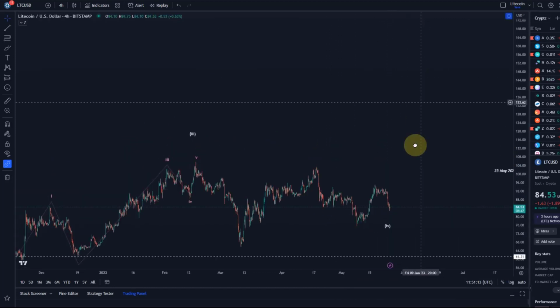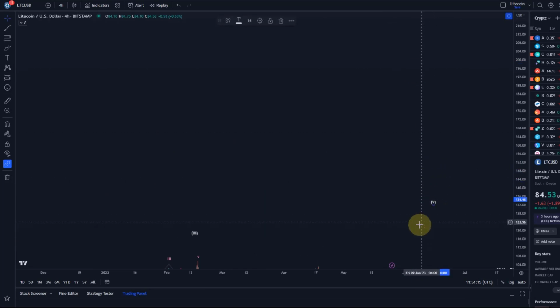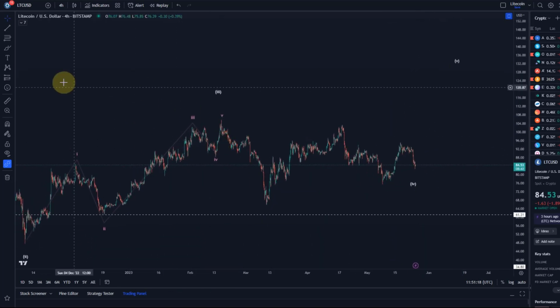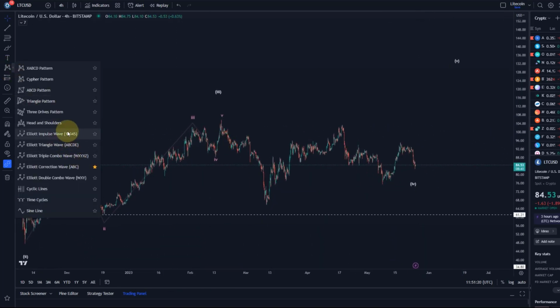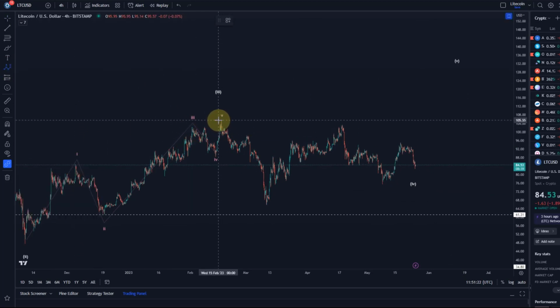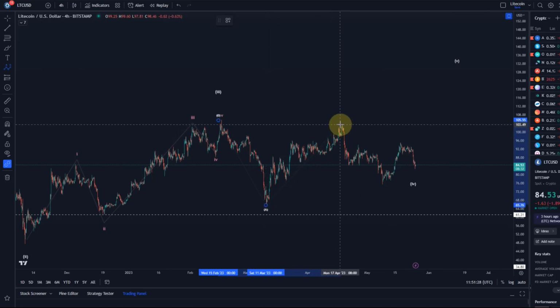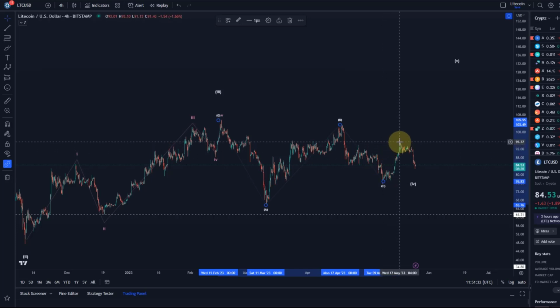How does that work? So that works in a way that I say, right, the move down was an A wave where we bottomed here at around $66. This here is a B wave. This here is a C wave. This here is a D wave. Let me see.